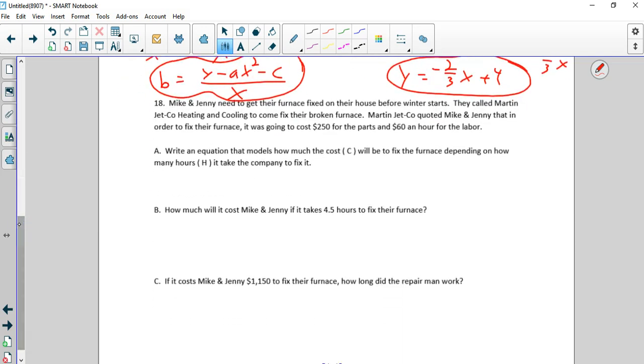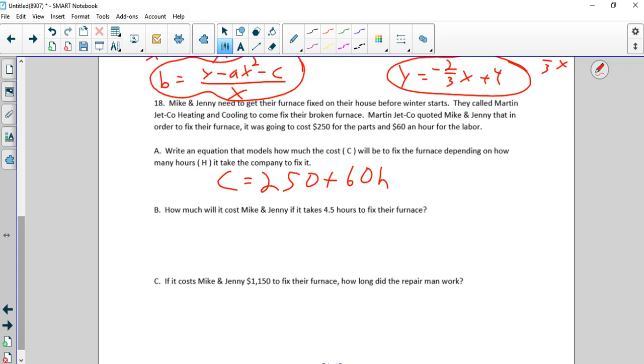18. Mike and Jenny need to fix their furnace. They call Martin Jetco Heating. They quote that it's going to cost $250 for the parts and $60 an hour for the labor. Write an equation for the cost. Well, cost is going to be C. It's going to cost them a flat $250 for the parts. Then it's going to cost $60 for each hour.